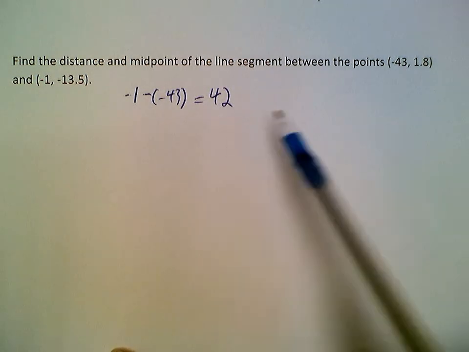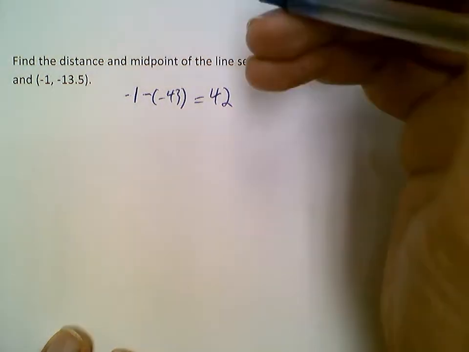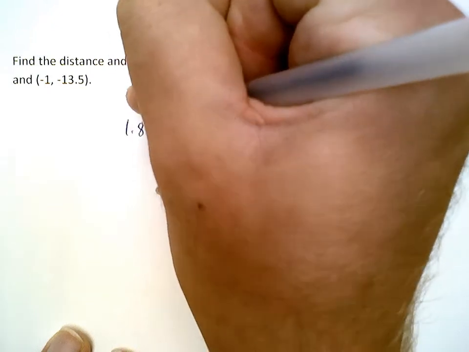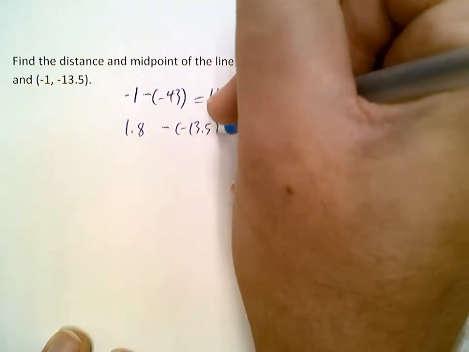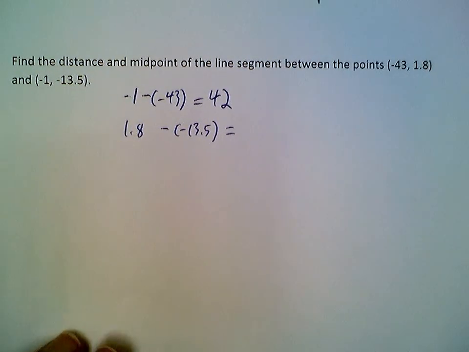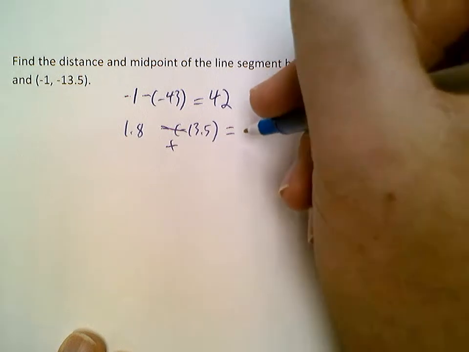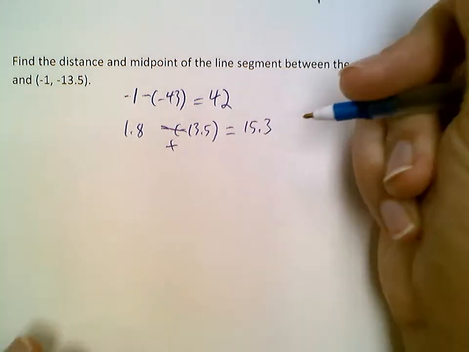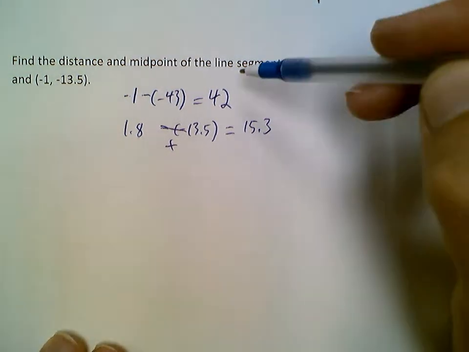Now between the y-coordinates, I got 1.8 and negative 13.5. So what's the distance from 1.8 to negative 13.5? Well, you can just subtract again. So take 1.8 minus a negative 13.5. When you subtract a negative, just remember your basic rules. It turns into adding a positive. So 1.8 plus 13.5 simply becomes 15.3.